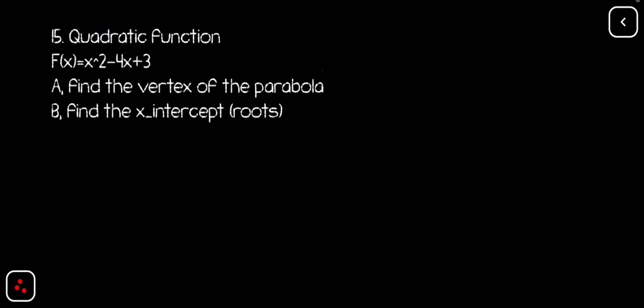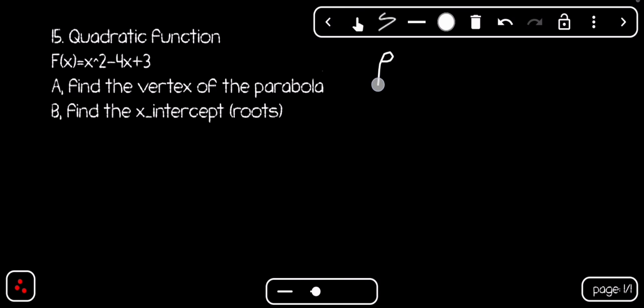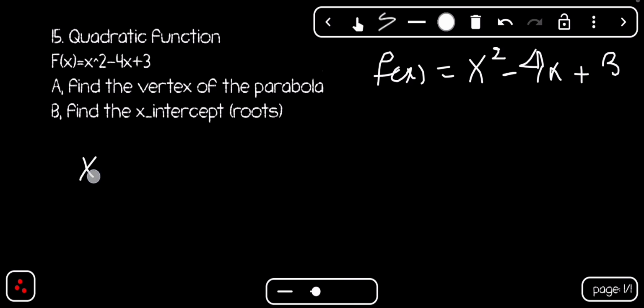Topic number 15 is quadratic function, and the question is if f of x is equal to x squared minus 4x plus 3, and the question asks us to find the vertex of the parabola and also find the x-intercepts or roots. So I want to just rewrite this one. That is f of x is equal to x squared minus 4x and then plus 3. The option A, find the vertex of the parabola. It has one formula that x is equal to minus b over 2a.